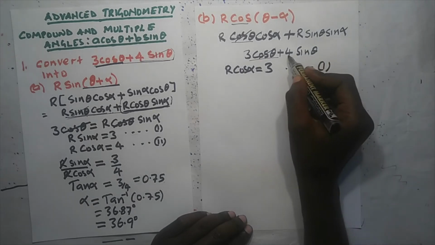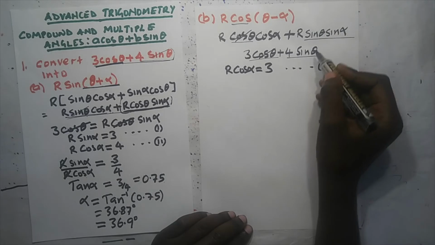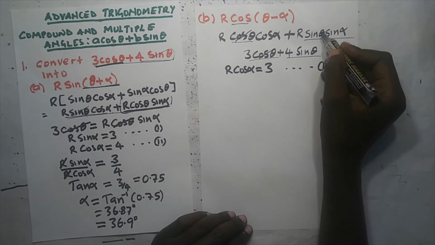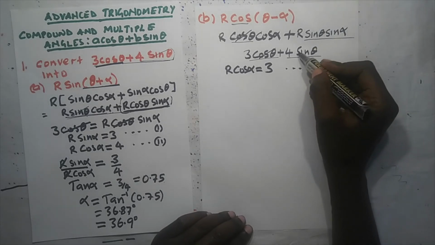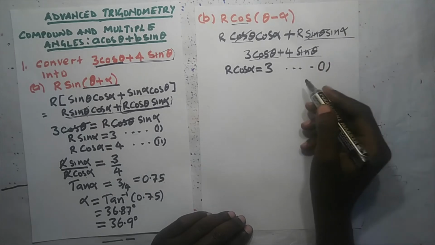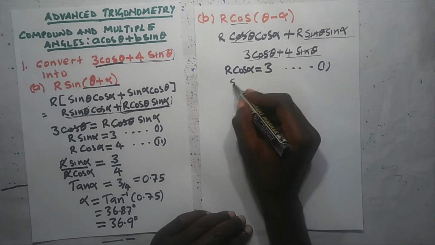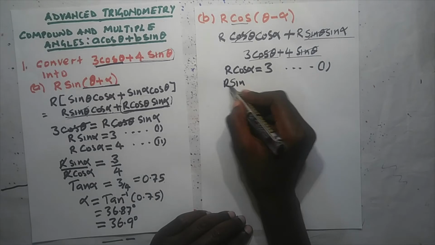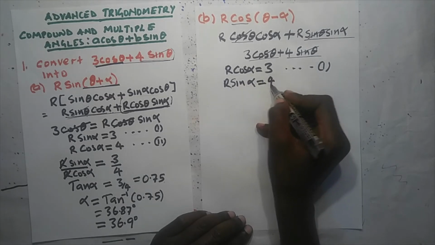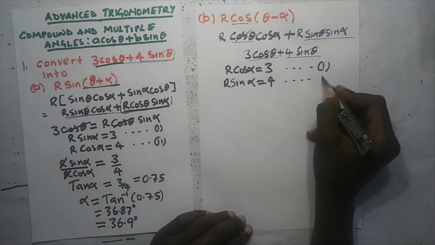And then we can also compare this one now with this other side, because this one has sine theta and this one has sine theta. And so we can cancel here also the sine thetas. We will remain with R sine alpha here. R sine alpha is equal to 4. And this is equation number 2.